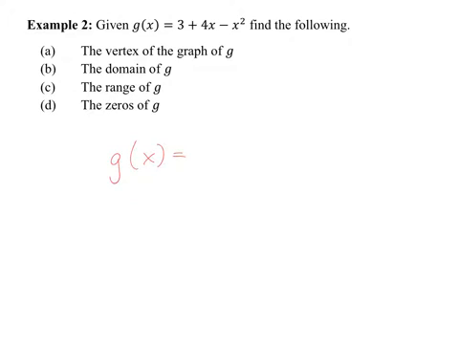Order. It's not in order. And a lot of you made this mistake on the last quiz. I'm pointing this out. A, B, and C are not 3, 4, and negative 1 here. It's got to be in order. So it's really negative x squared plus 4x plus 3. That's how I have to write it.